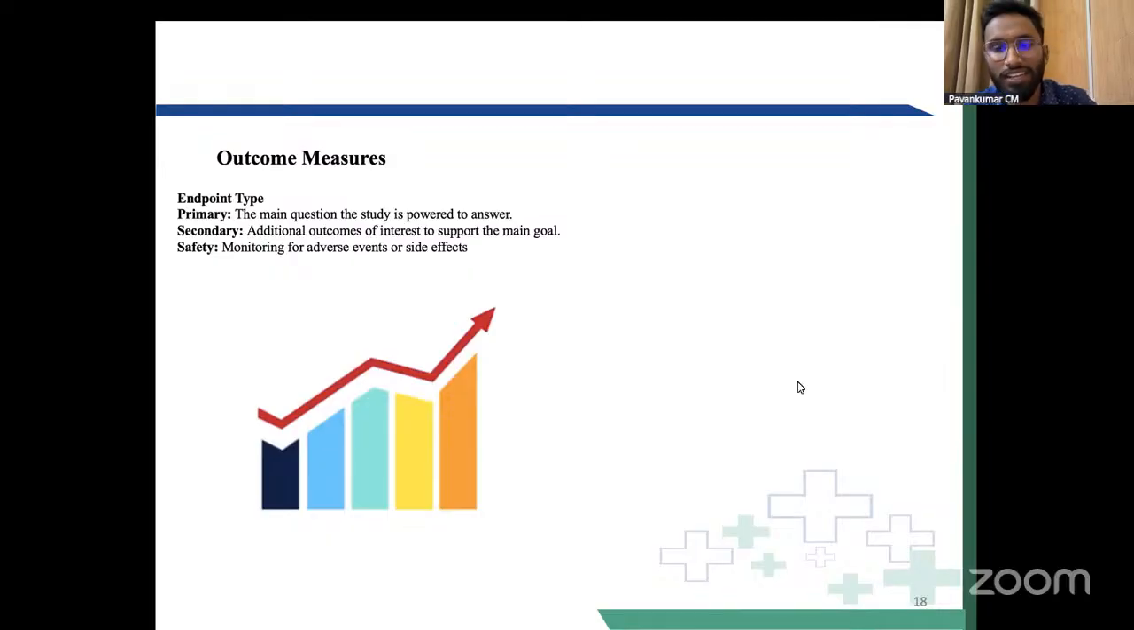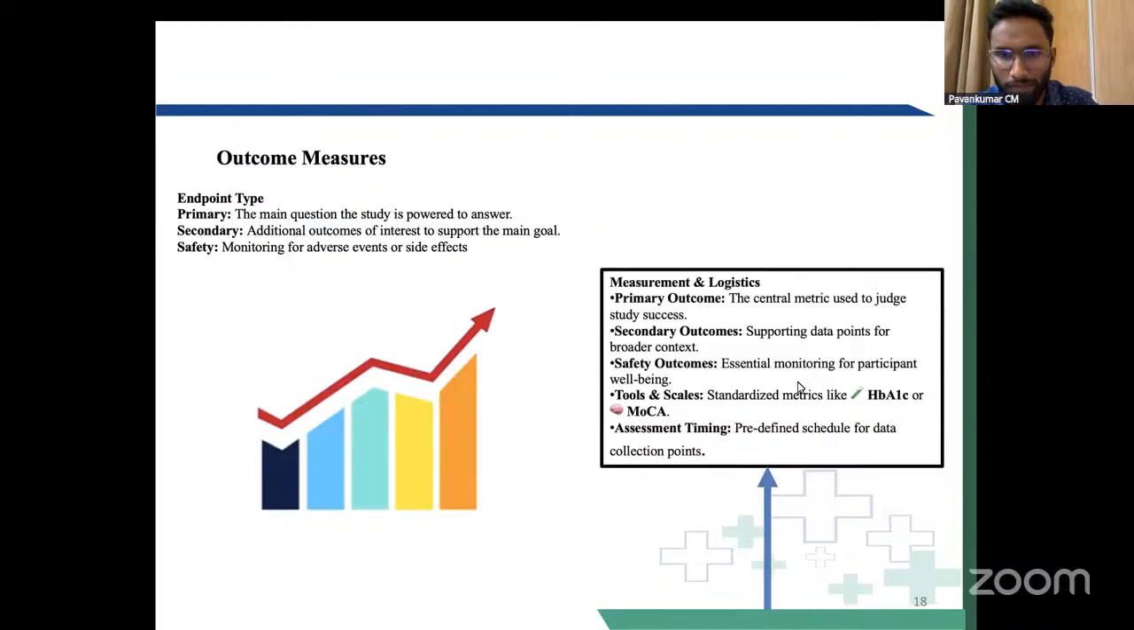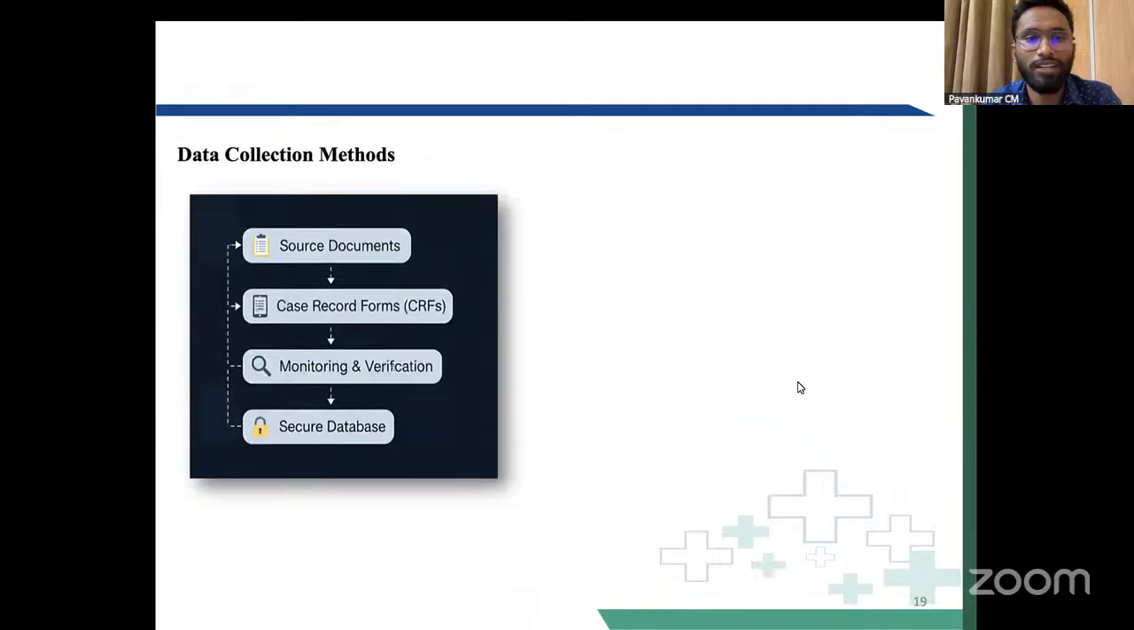And here, clearly defined tools and scales are used for measurement. For example, cognitive functioning may be measured using the MoCA. Here I have mentioned tools and scales, standardizing metrics. If we look at diabetic conditions, the standard tool is HbA1c, and for cognition, the MoCA, the Montreal Cognitive Assessment. These are very basic and standard things we have to look after, because the tools are the backbone of the methodology. So, data collection methods.